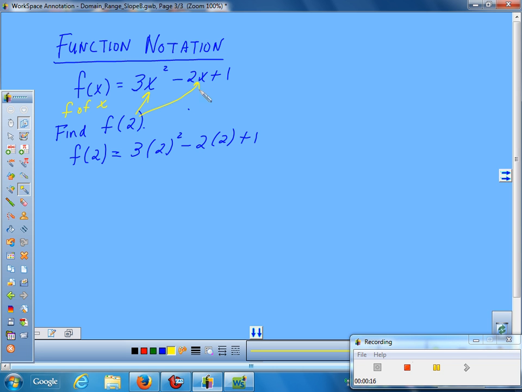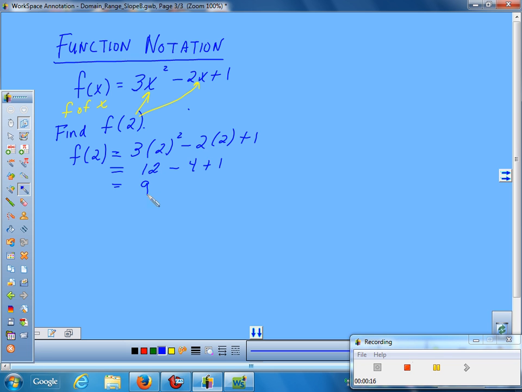So, okay, order of operations. What do I do first here? Exponents. That would be 4 times 3, which would give me 12, minus 4 plus 1. And then, of course, we add and subtract last, which is going to give me what number? Thank you, 9. Don't all leap on that difficult arithmetic at once there. Amen.